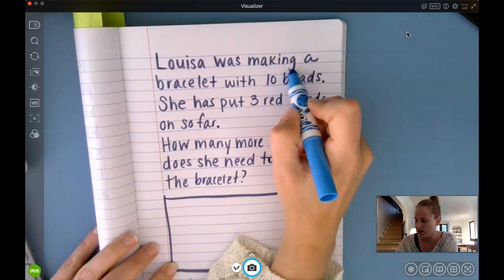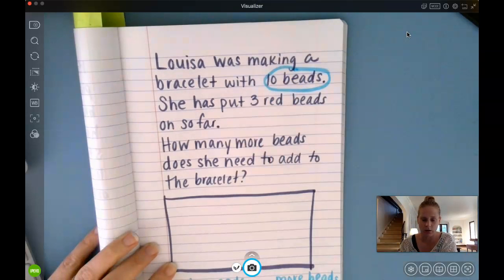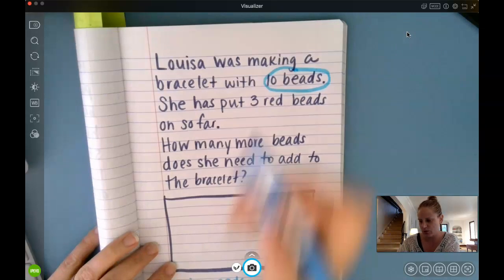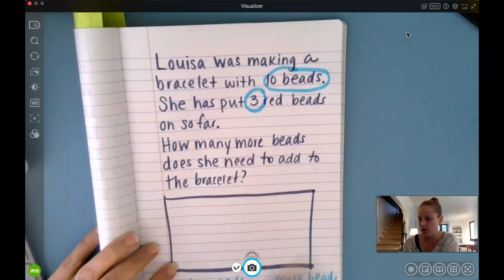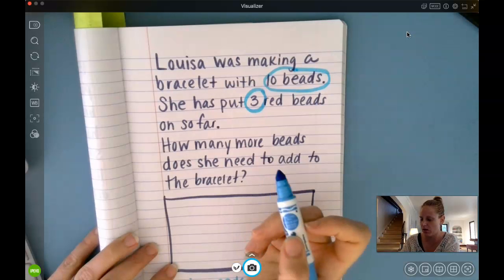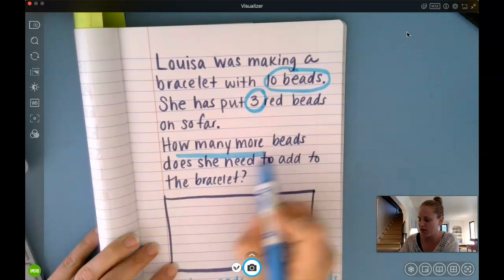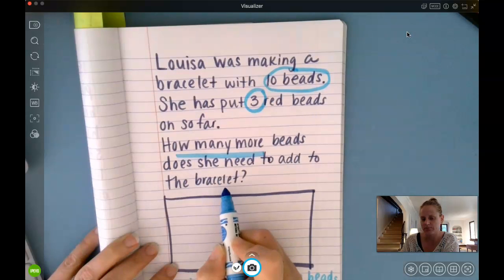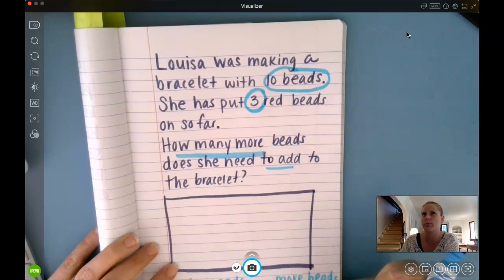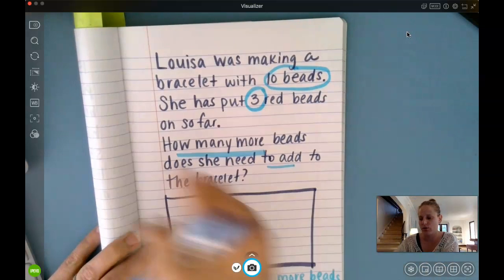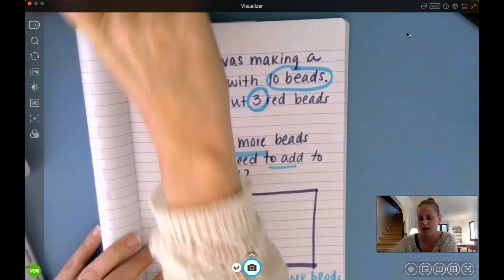Okay, good. Louisa wanted 10 beads on her bracelet, right? She didn't start with that many though. How many beads did she put on first? They were red. How many did she put on? Call on a student. Good, she put on 3 red beads. All right, now let's think really carefully about what the question is asking. I'm going to read it again. Think with me. How many more beads does she need to add to the bracelet? Does she need to add to the bracelet? All right, that's a clue, boys and girls, of what I can draw here to help me figure out my problem.